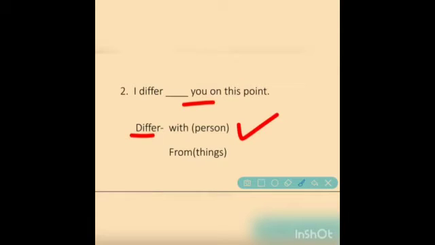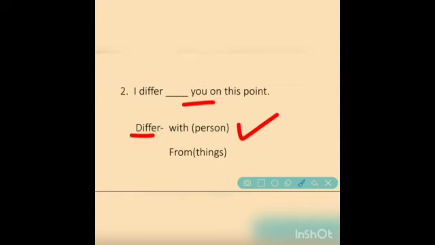Let me give you an example for from. Slate differs from other rocks in many ways. So here I'm saying slate is different from other rocks in many ways. So slate and rocks both are things. That's why I'm using from and not with. I hope it's clear.